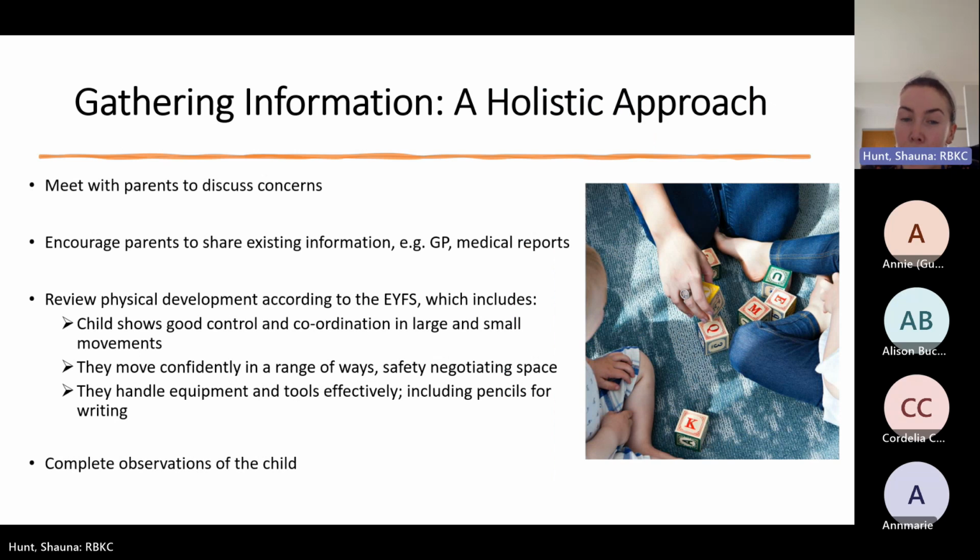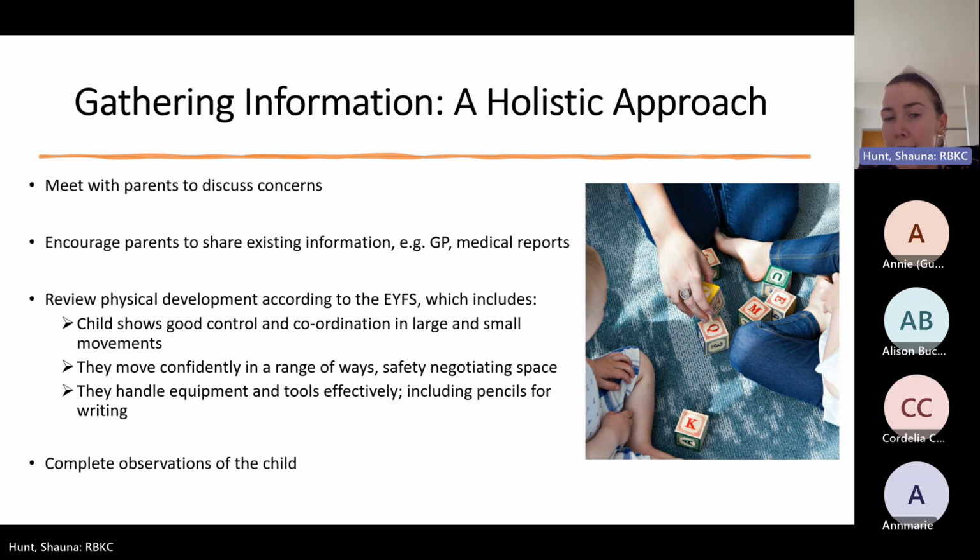Okay, so to do that, it's important to organize a meeting with the parents to discuss the concerns they might have or that you might have as a school. This is also a good opportunity for you to offer a welcoming and positive attitude towards inclusion so the child feels fully part of the school.